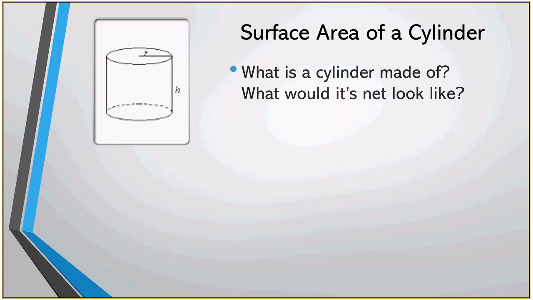So when you're calculating the surface area of a cylinder, first we have to think about what a cylinder is made of and what its net would look like. So this is really interesting. Most of you would tell me that a cylinder is made up of two circles, right? The top and the bottom.